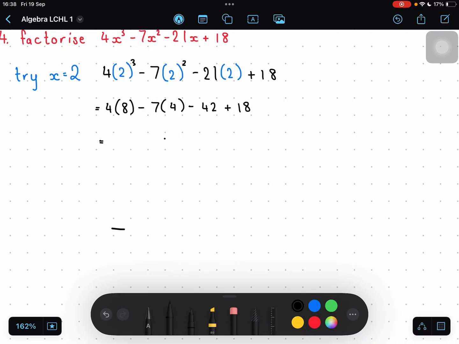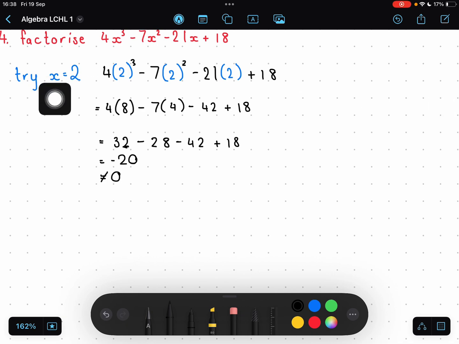Okay, so I have 32 minus 28 minus 42 plus 18. Okay, so that's going to give me what? Minus 60 plus 40, so that's minus 20. Not what I was looking for. Okay, it is not equal to 0. So 2 is not a root.